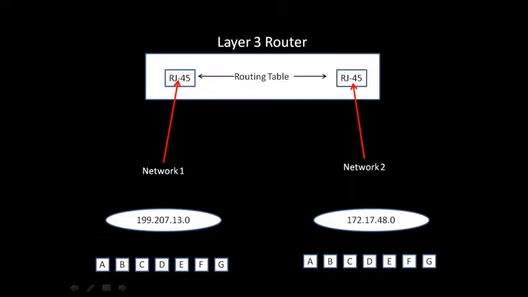Here we have a layer 3 router. Inside the router is a routing table, and it learns adjacencies, subnets, and other networks in the same way that a layer 2 switch would learn MAC addresses in its MAC table.